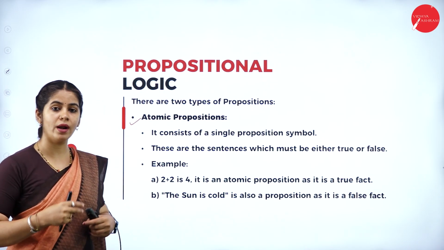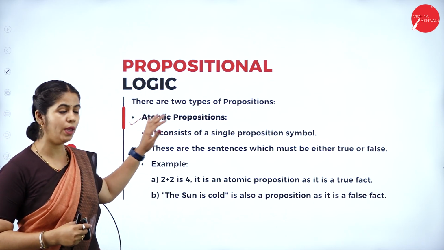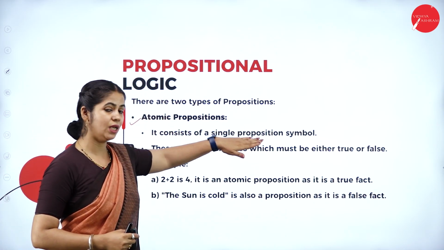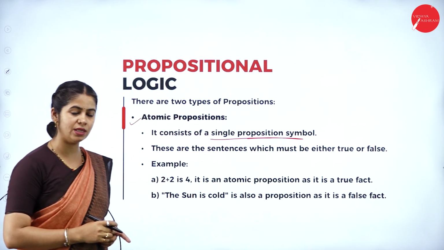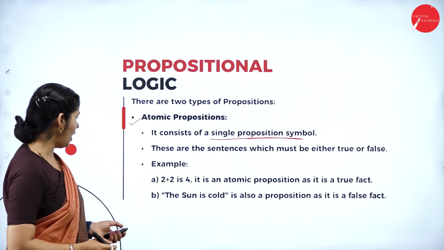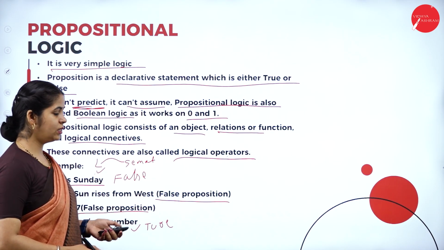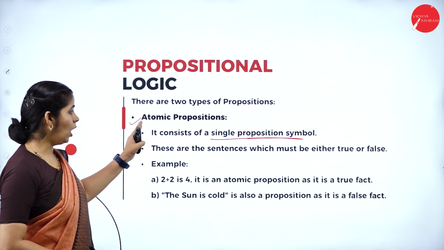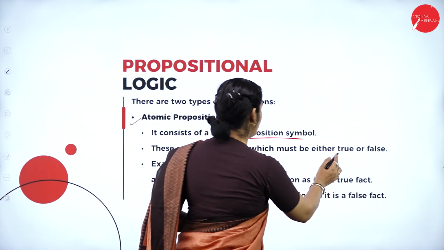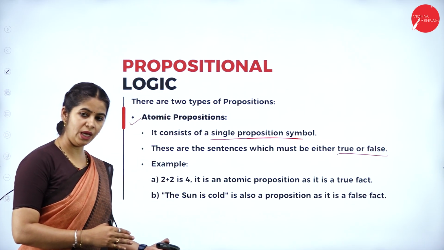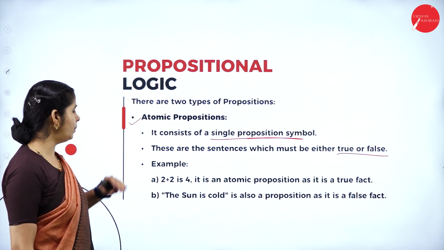Whatever sentences we are representing in a single statement, a single sentence, is called an atomic proposition. It consists of a single propositional symbol and a single sentence we are representing. As in the previous example we have seen, it is Sunday, a single sentence is there. So this can be the atomic proposition. These are sentences which must be either true or false. Whatever examples we have seen, all come under atomic proposition.